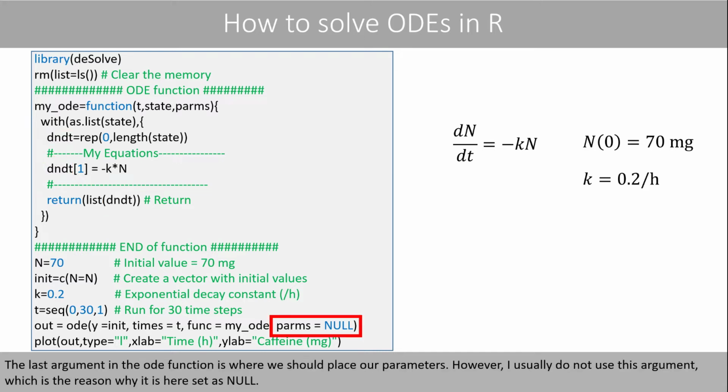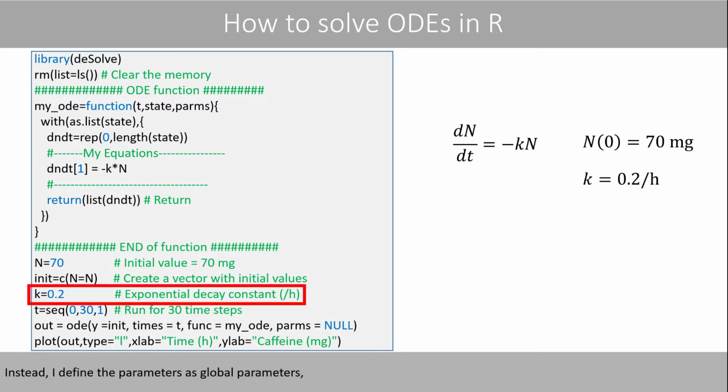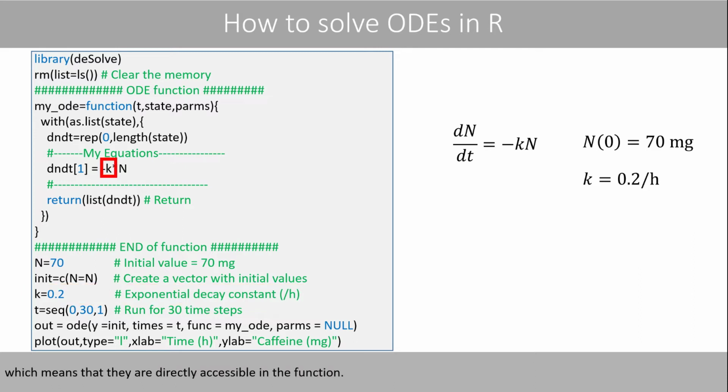The last argument in the ode function is where we should place our parameters. However, I usually do not use this argument, which is the reason it is here set as NULL. Instead, I define the parameters as global parameters, which means that they are directly accessible in the function.